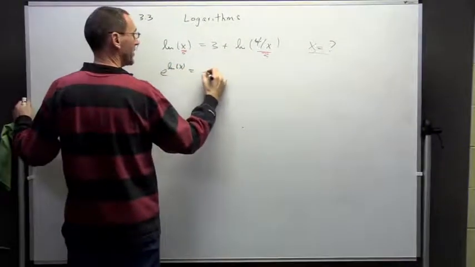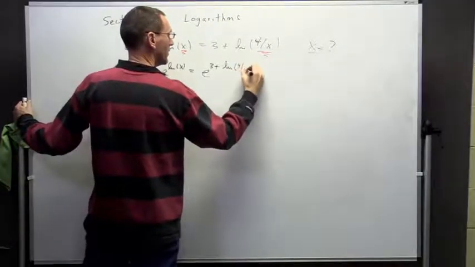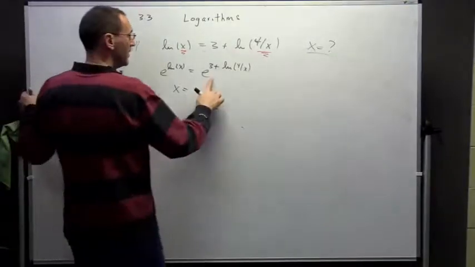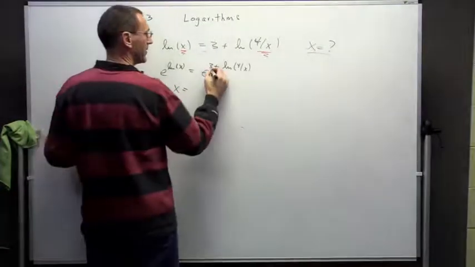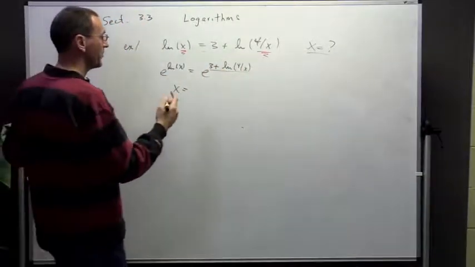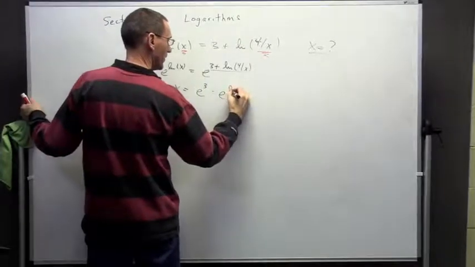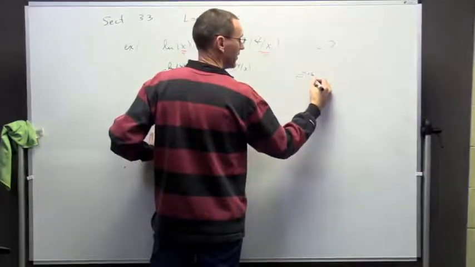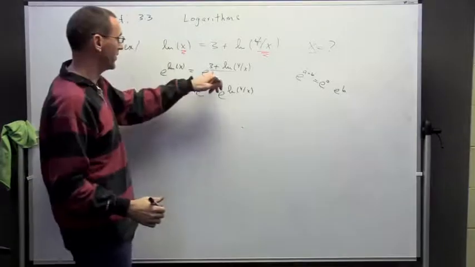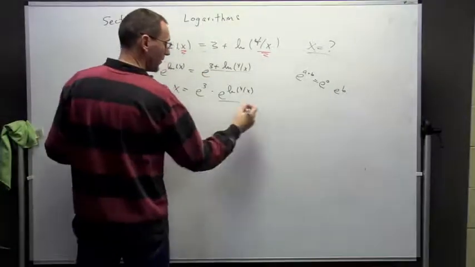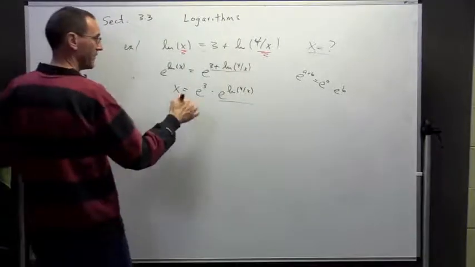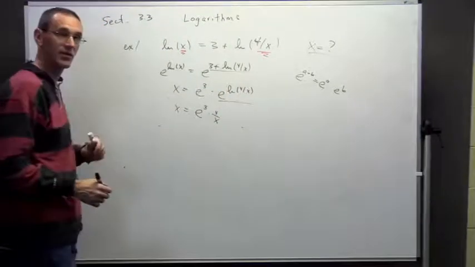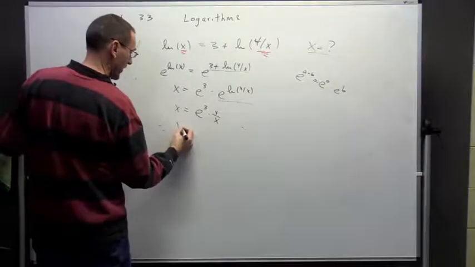So I'm going to raise everything to the power e. e to the log of something is just the something. That's fine. But this is not e raised to the log of something; this is something different. So I'm going to try to do the same trick I did before, using the idea that e to the a plus b is e to the a times e to the b. So there's my a, there's my b. Now I can take advantage of the fact that that is the inverse. So this becomes 4 over x. e to the log of something is the something. I'm going to multiply both sides by x.